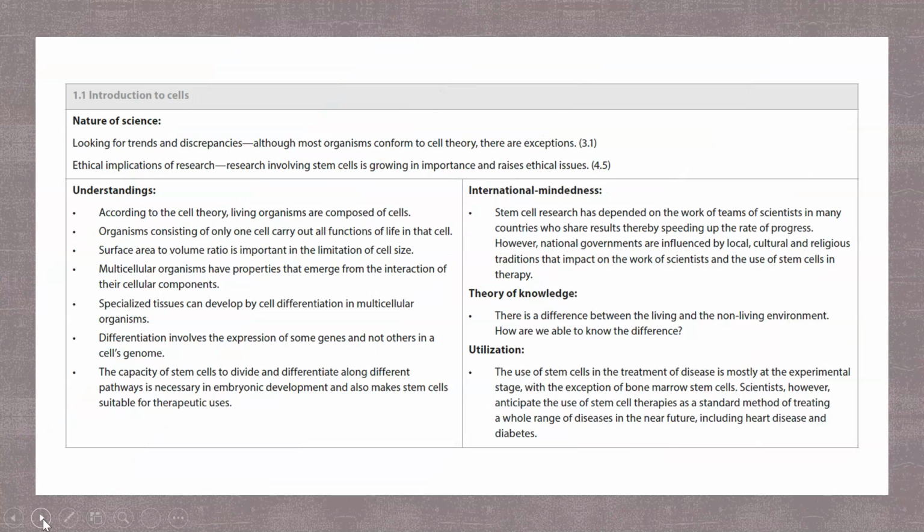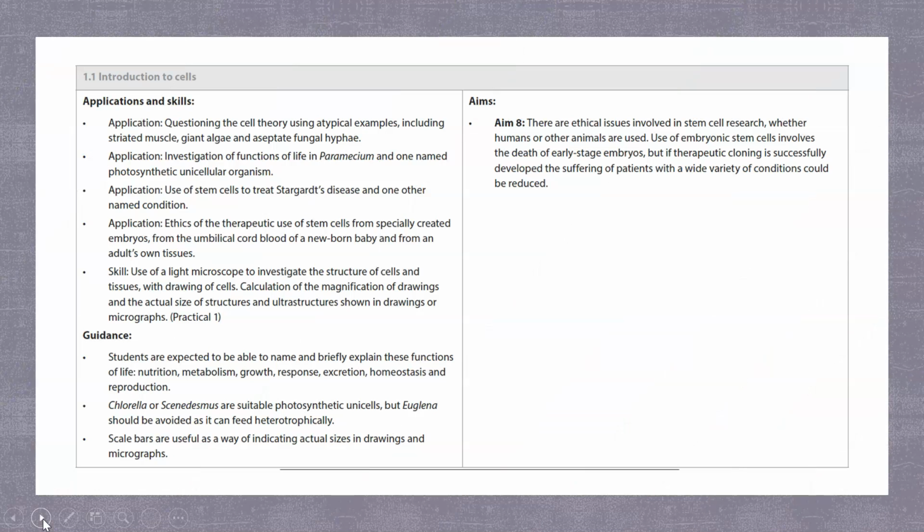to cells. In your study guide, these are the tables that you'll find, and in this video we're going to be looking at some of the understandings. We'll be looking at part of the nature of science, and we will also be looking at some of the applications and skills.